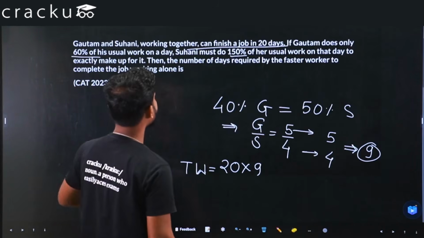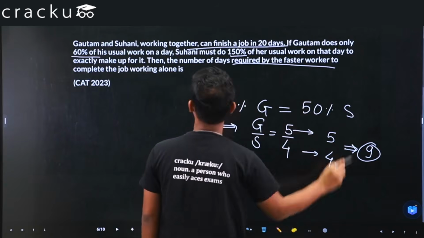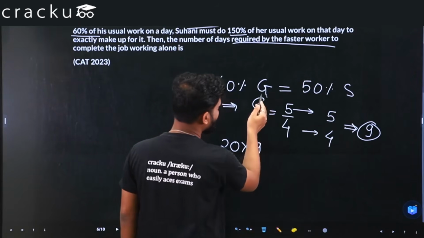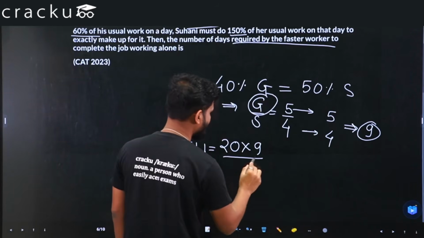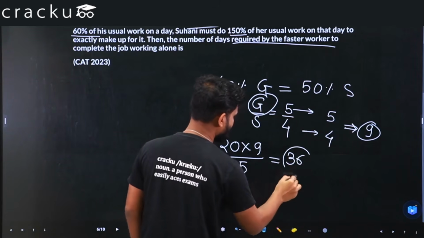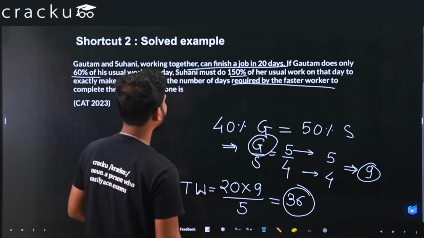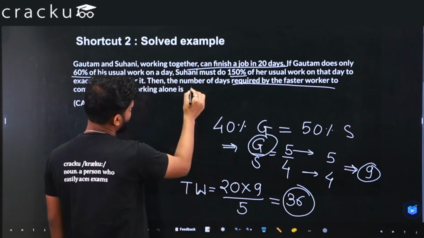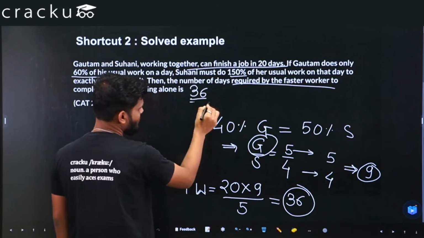Now what are we asked? The number of days required for the faster worker. Who is the faster worker? Gautam. What is his efficiency? 5. So this is nothing but 4 into 9, 36. So it would take around 36 days to complete the work for the faster worker, who is Gautam.